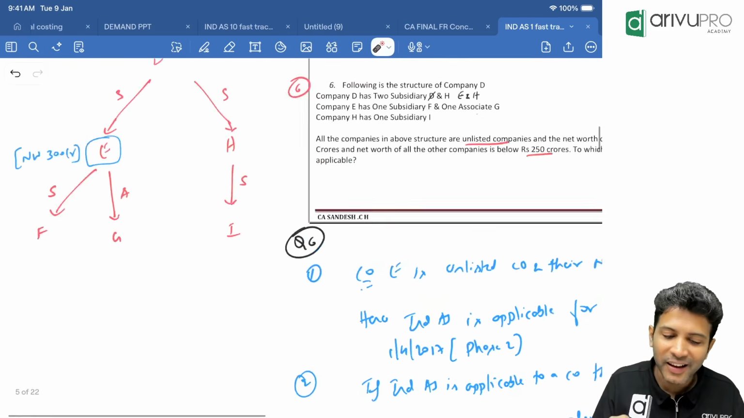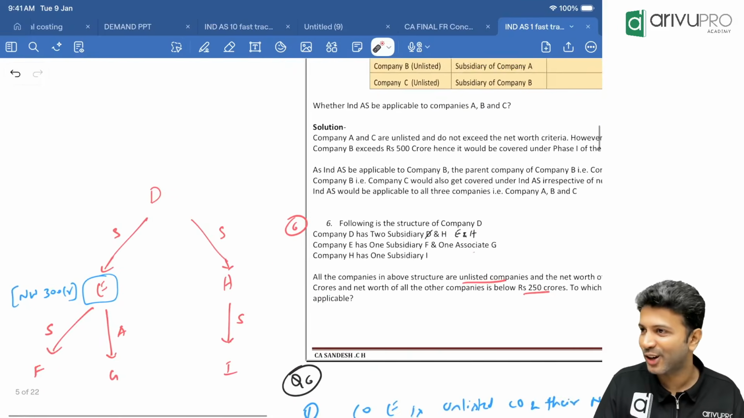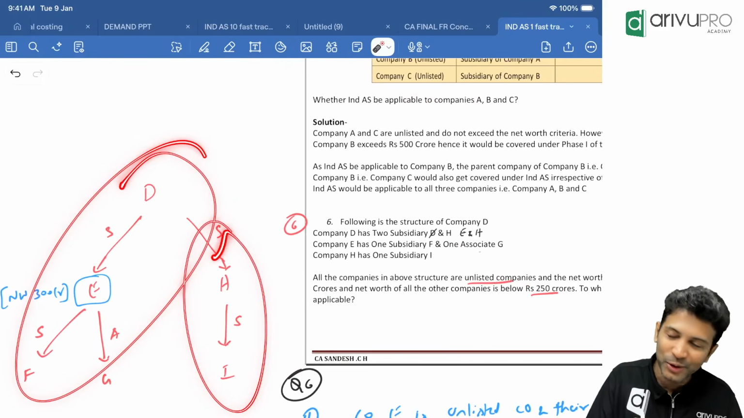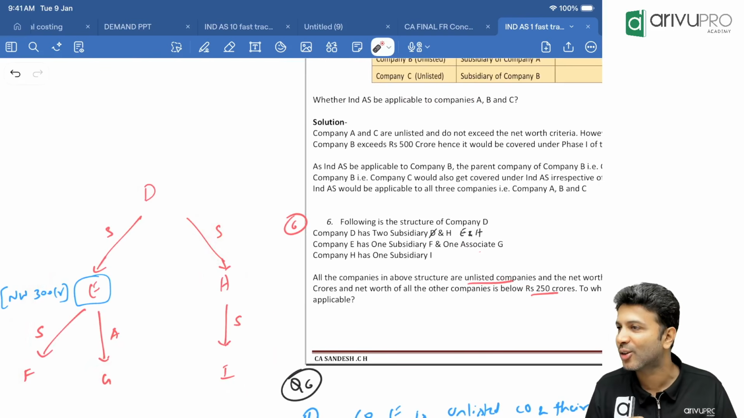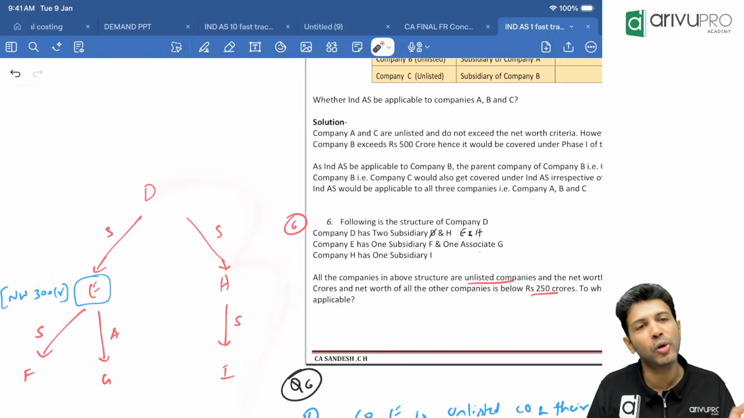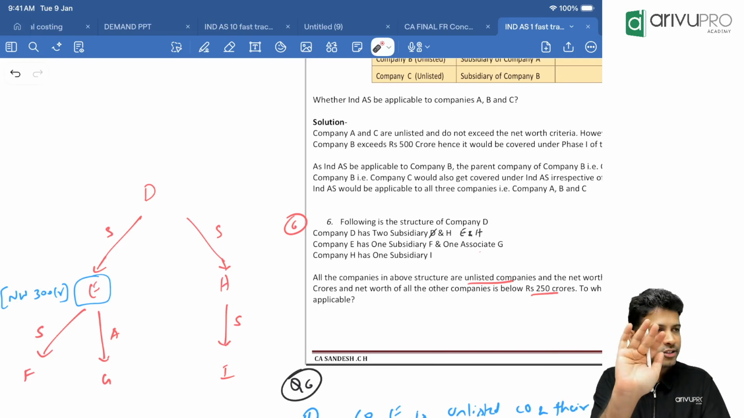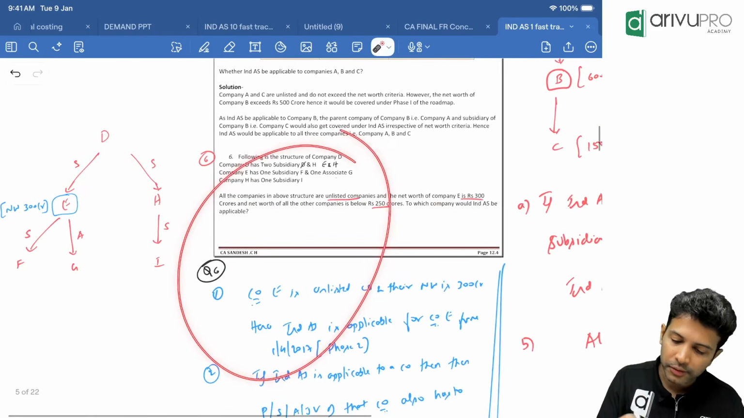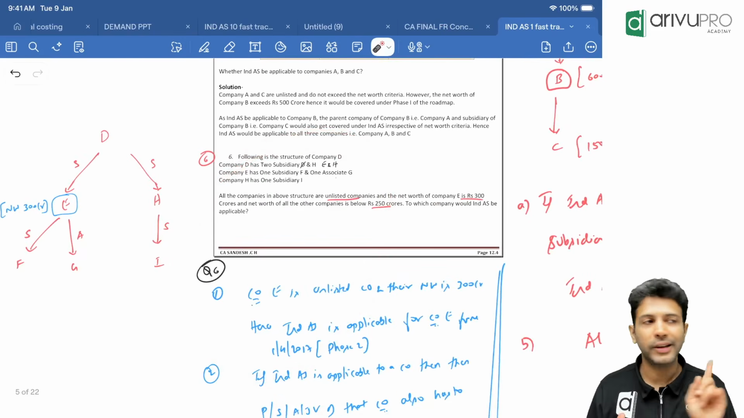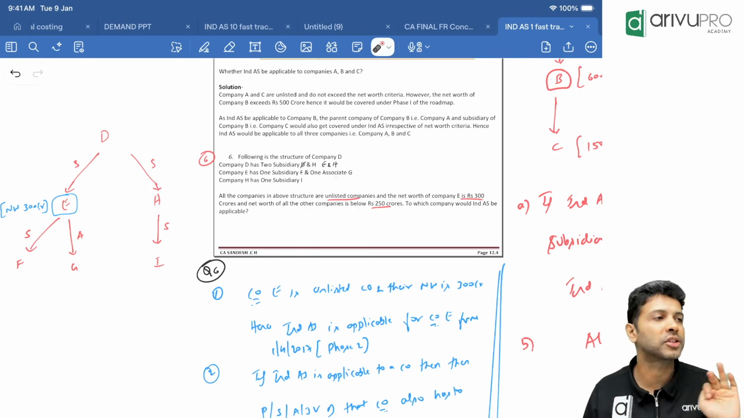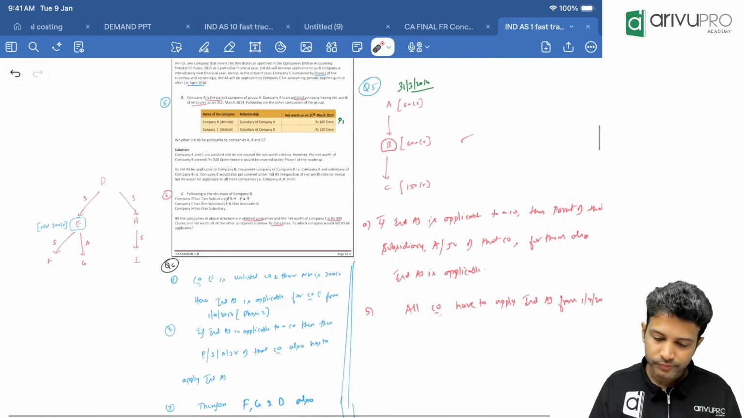Correct? Now what do you think the parent will tell you? For consolidation, all of this is doing Ind AS, and if you follow AS, then it will become double work. No? So the parent will tell H and I, you also apply Ind AS, just to ease things. But anyway, that is their choice. This is the takeaway from this particular question. So Ind AS is not applicable for fellow subsidiaries is the concept of this question.